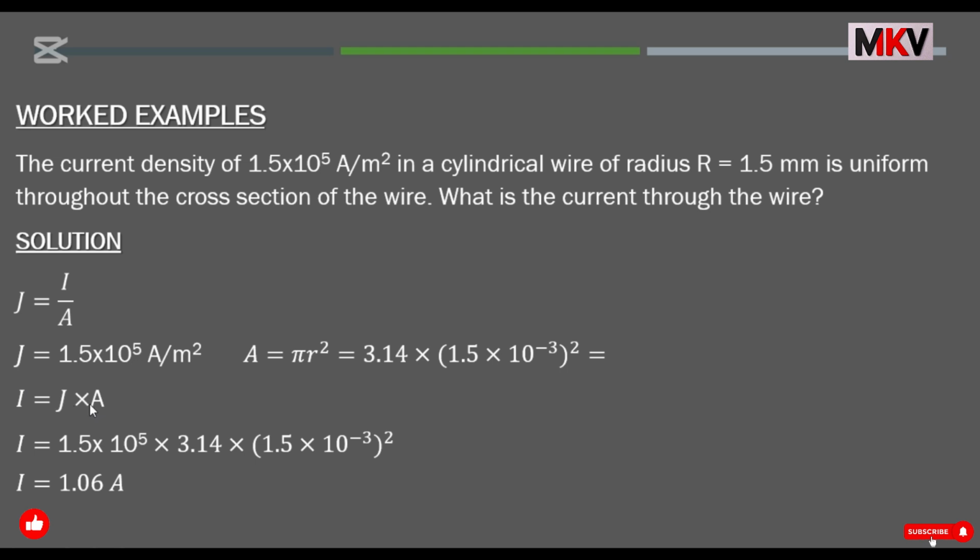So you write out the parameters given in the question, which are the current density and the area. Our current therefore becomes 1.5 times 10 to the power 5 times the area of the circle, which is pi r squared. So we do the substitutions, and after computing, we have the current to be 1.06 amperes.